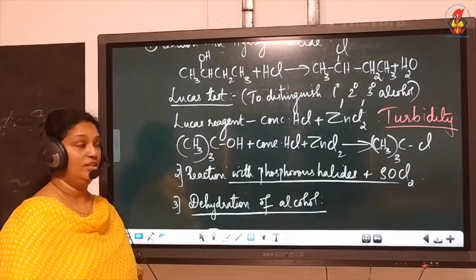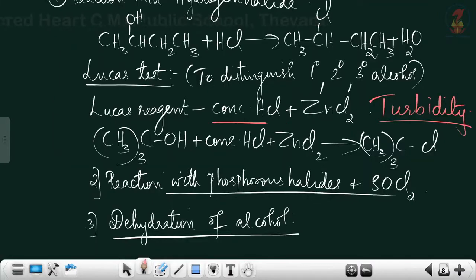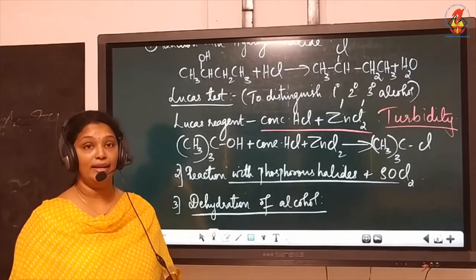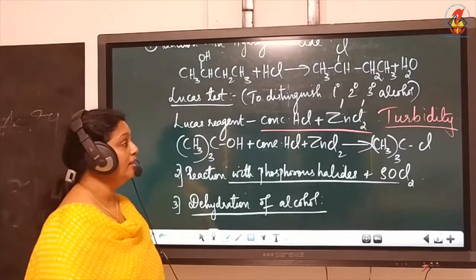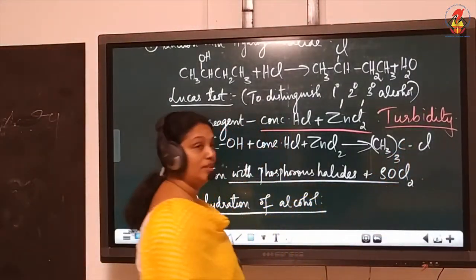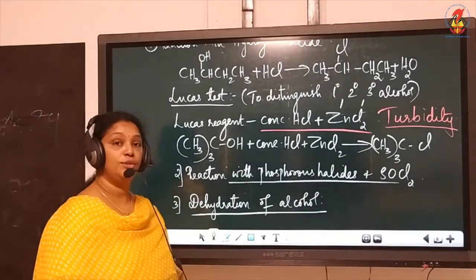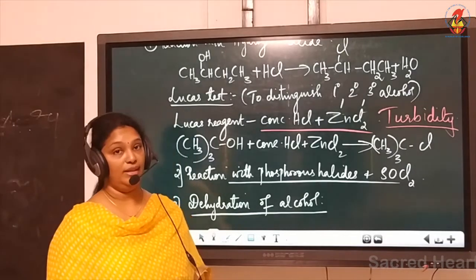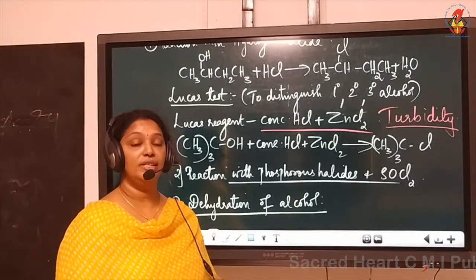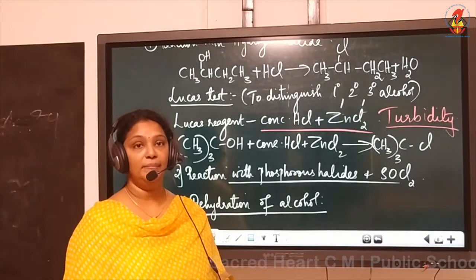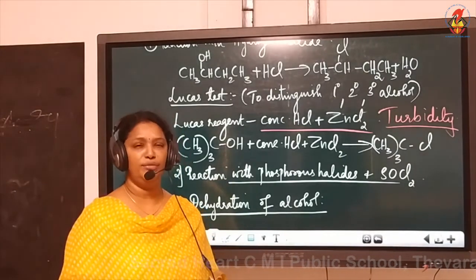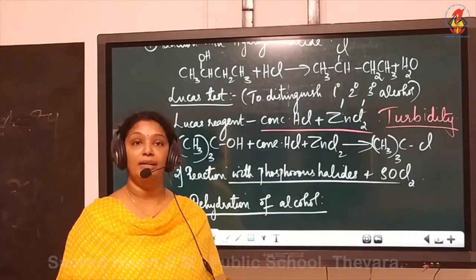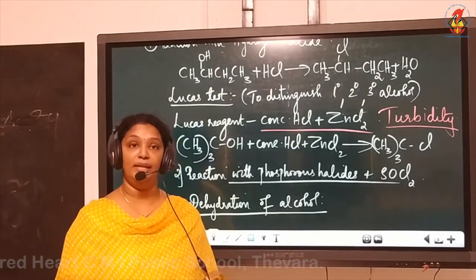Let's see what is Lucas reagent. Lucas reagent is a mixture of concentrated HCl and zinc chloride. Now, alcohols are soluble in Lucas reagent, whereas its halides are immiscible with Lucas reagent and they form a turbidity in the reaction mixture. So, let's see how to identify primary, secondary and tertiary alcohols by adding Lucas reagent. Tertiary alcohols, when treated with Lucas reagent, give immediate turbidity. Secondary alcohol gives turbidity in a few minutes, whereas primary alcohol will not give any turbidity at room temperature when treated with Lucas reagent.